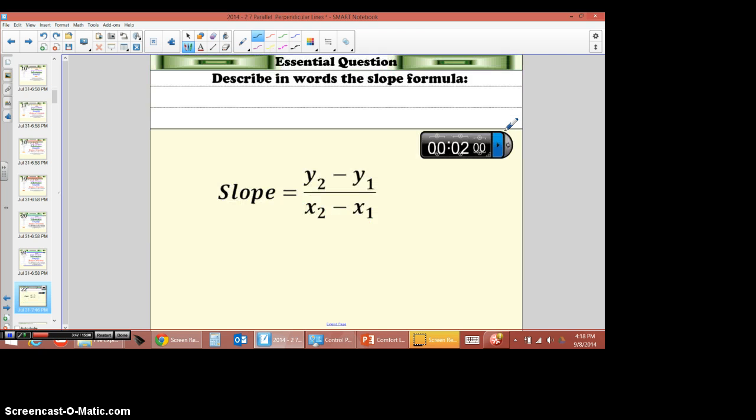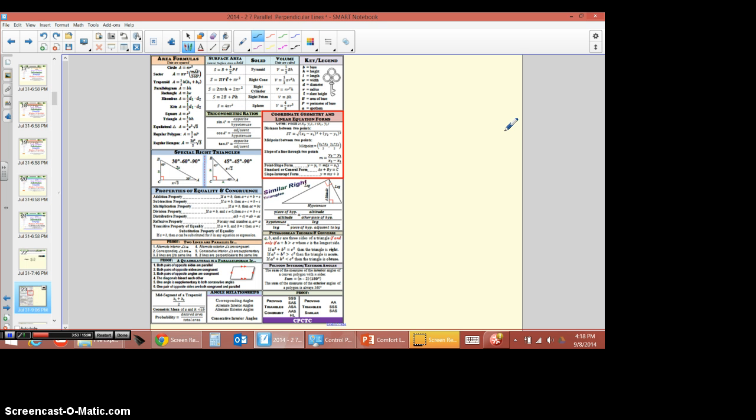Right here we talk about describe in words the slope formula. And you can come up with your own way of doing that. I'm going to keep moving.